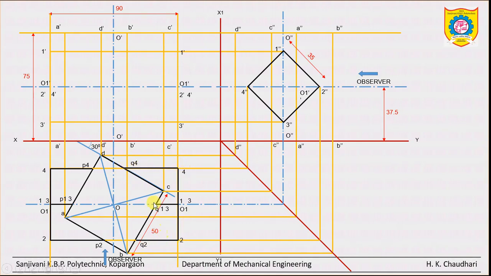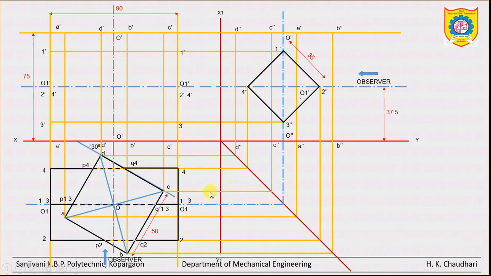Okay, and inside the prism those edges are there, but they are hidden. So draw the hidden lines inside this square. Now the top view is completed. Okay, now to draw the front view and the remaining side view.